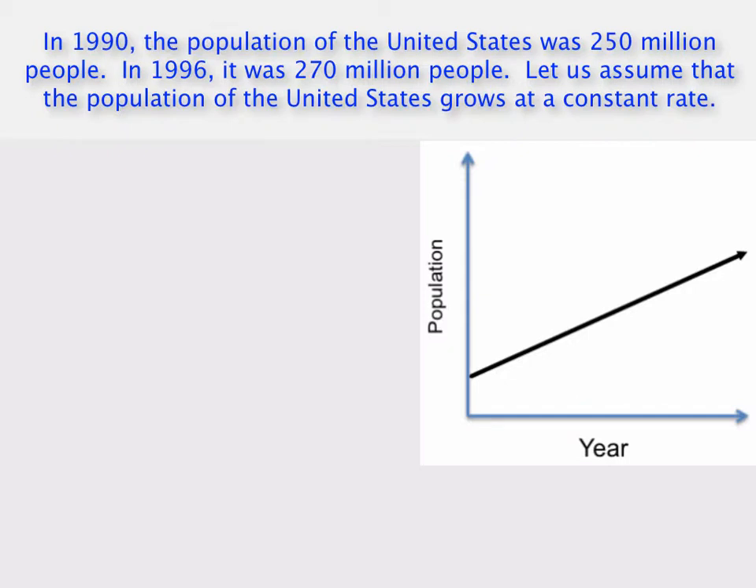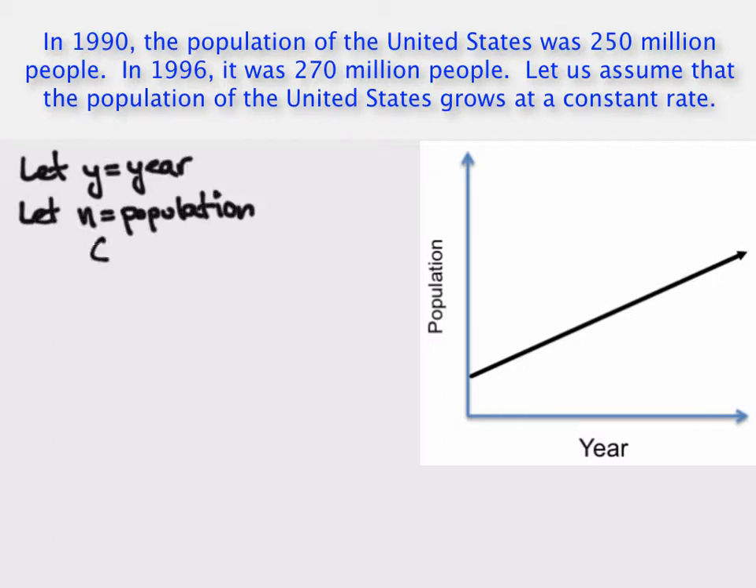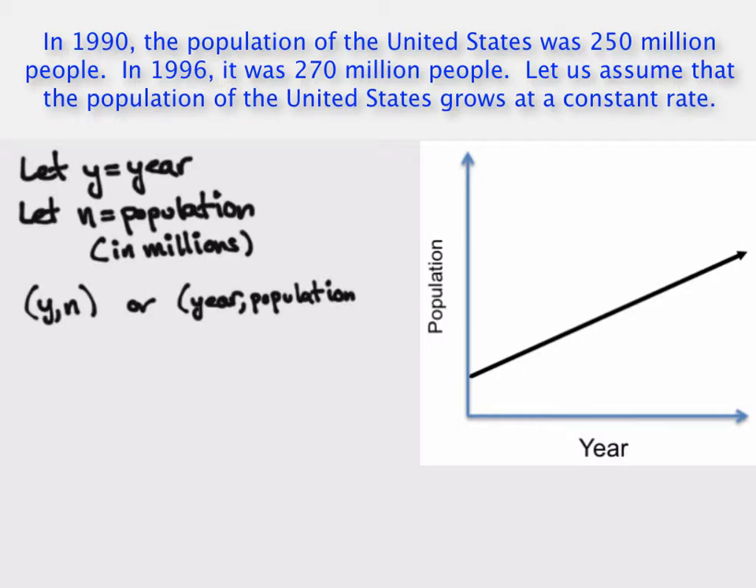Okay, first things first, let's define our variables. Let's let the independent variable be the year, y. Let's let the dependent variable be the population of the United States in millions, and we'll call that n. So that means that all our ordered pairs will be of the form (y, n), or year, millions of people.